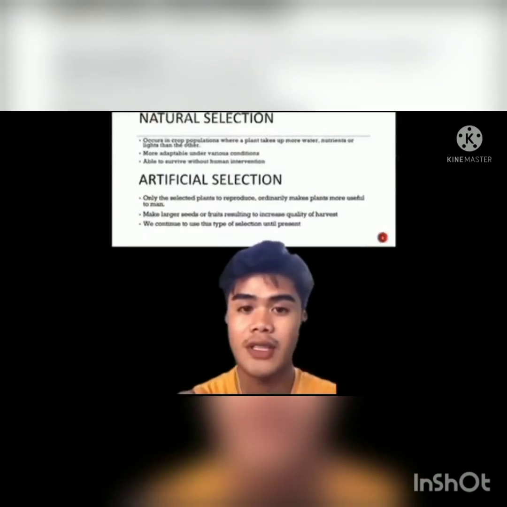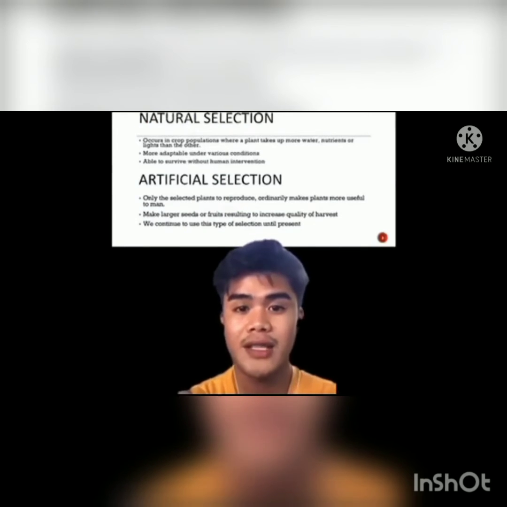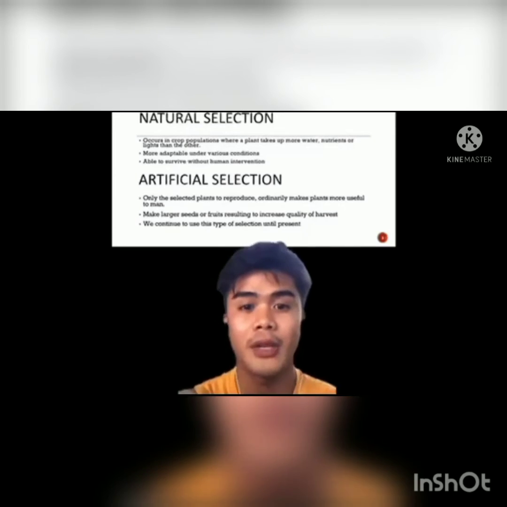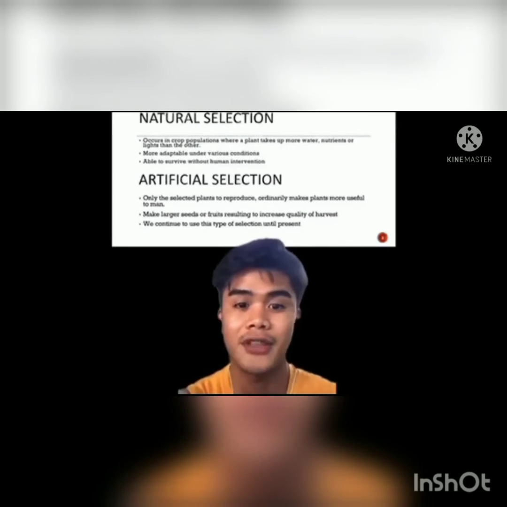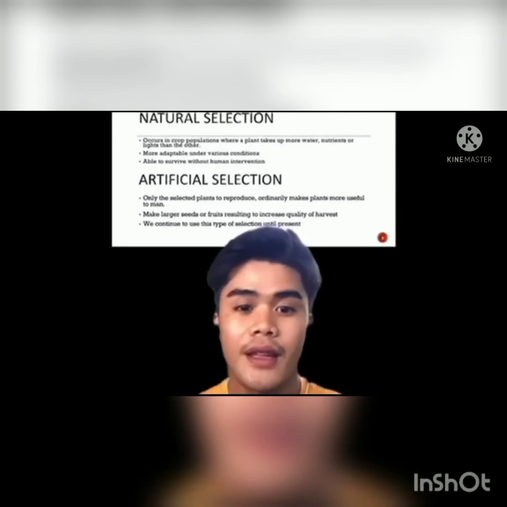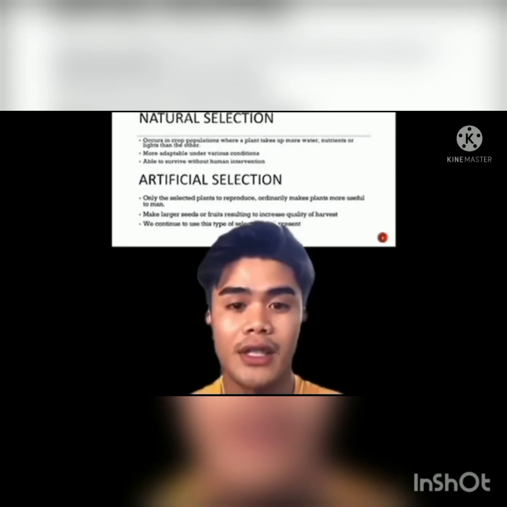Natural selection occurs in crop populations where a plant takes up more water, nutrients, or light than the others. So we all know that these three are needs for a plant to be able to grow. And they compete for that, especially if they are in a closed space or crowded together. They are more adaptable under various conditions of the weather. They are able to survive without human intervention. Like they can grow without human help, without any fertilizers.